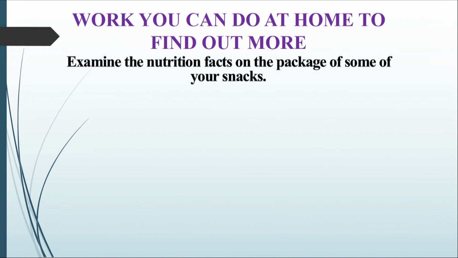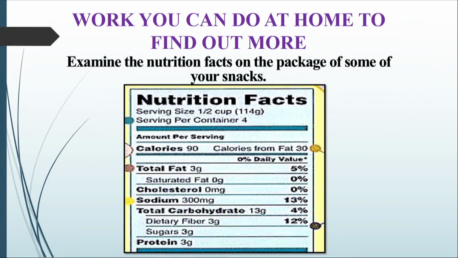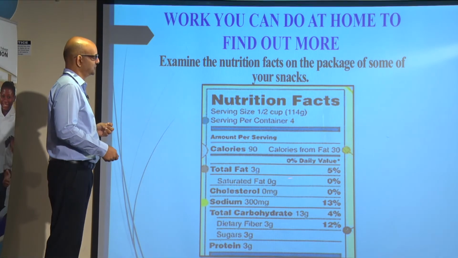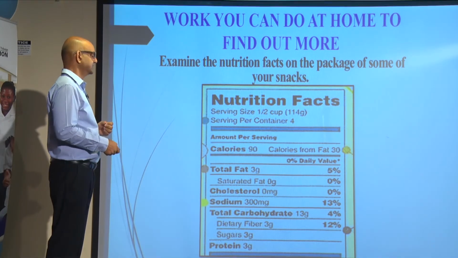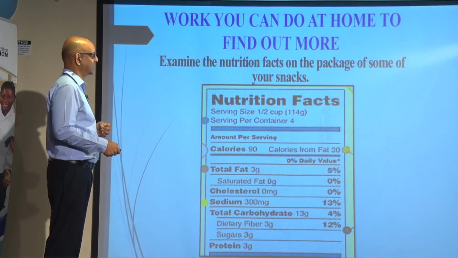Examine the nutrition facts on the package of some of your favorite snacks. Nutrition facts normally tell you the serving size and the servings per container. They also have the calories as well as the calories from fats. They contain the percentage daily values you get from each of the nutrients shown in the food that it represents. For example, in this nutrition fact, you get 90 calories per serving, which is half a cup. And out of the 90 calories, 30 are from fats.